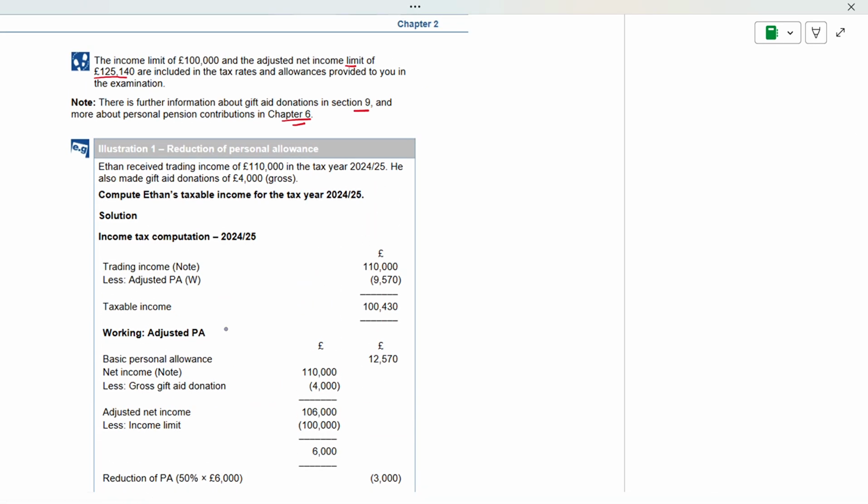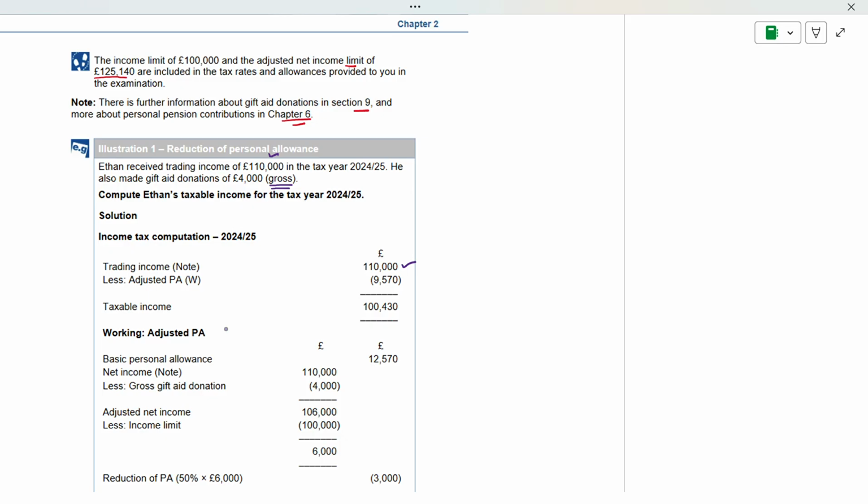See the thing. Simple ones. Okay, we will do this. I will explain this. How much is the trading income? Trading income is 110. He also made the gift donation. They will mention very clearly gross; sometimes they will not mention gross, which means net. How much is the adjusted personal allowance? It is exceeding 100,000. Are you clear about this?